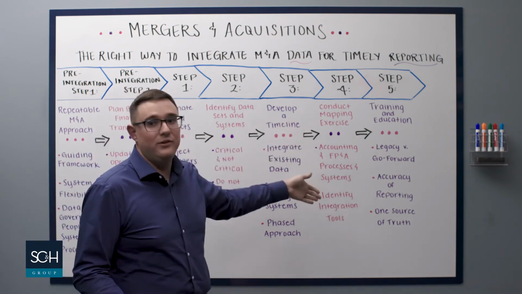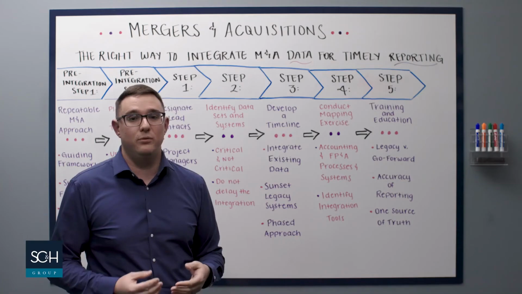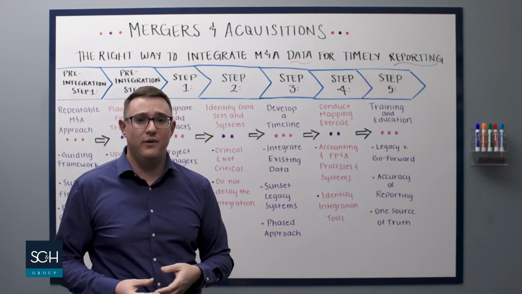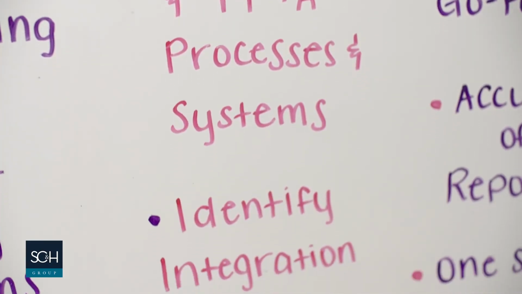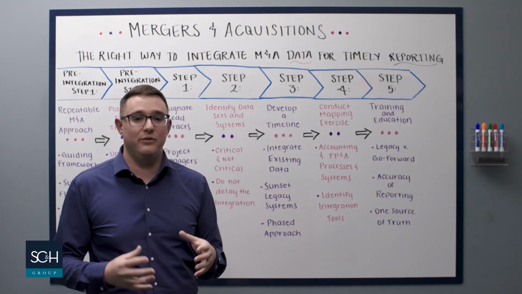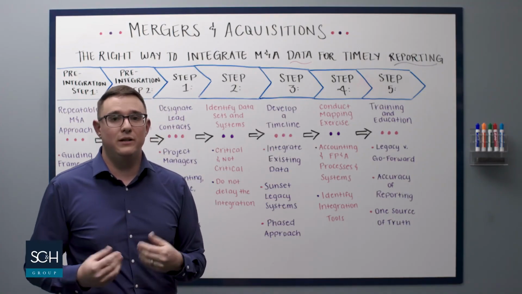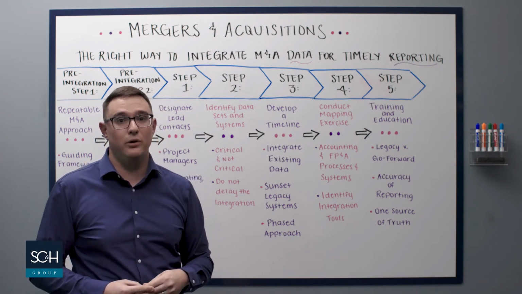So moving along to the next one, conducting a mapping exercise, you're going to want to make sure that you are integrating your accounting and finance and FP&A processes to ensure that you're able to identify your integration tools and come up with any of the mapping differences between those cost line items or be able to realize any synergies we were talking about earlier.